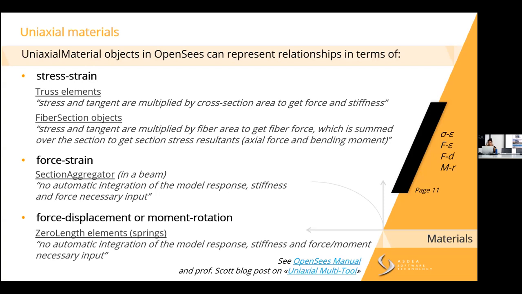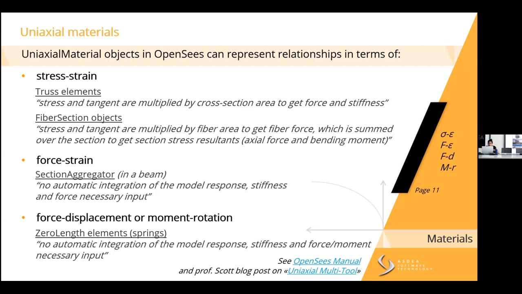Okay, so specifically, if you use a uniaxial material with a truss and fiber section, then you are modeling a stress-strain relationship. But if you use it with a section aggregator in a beam, you can model a force-deformation relationship. In this case, OpenSees will not do an automatic integration of the model response, so you will have to calculate your response by hand if you're doing your own script, or STKO will calculate the result for you.